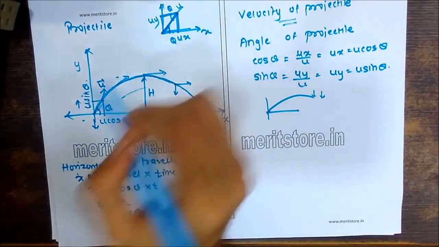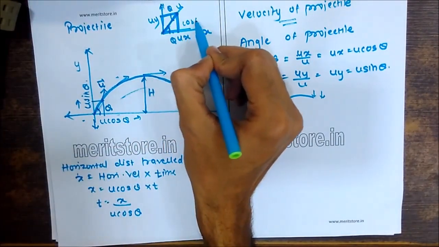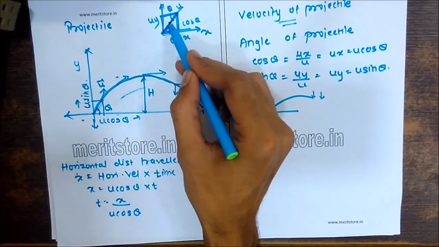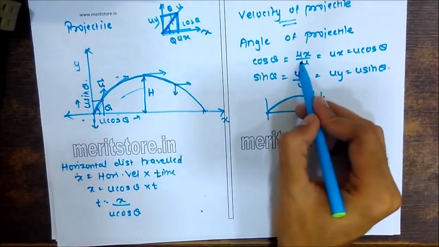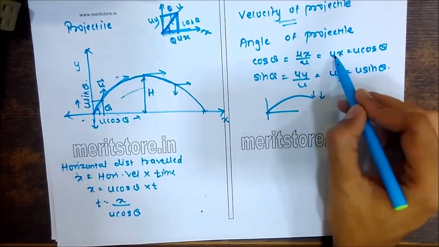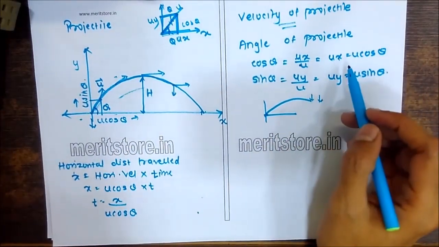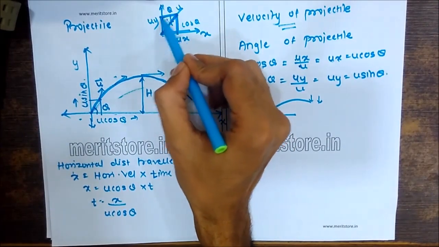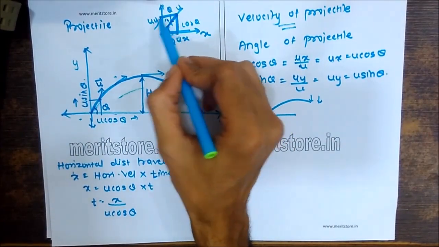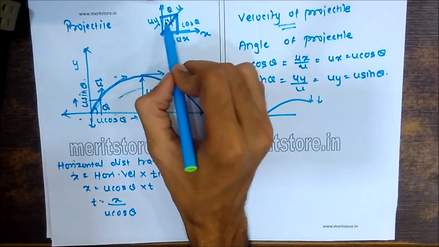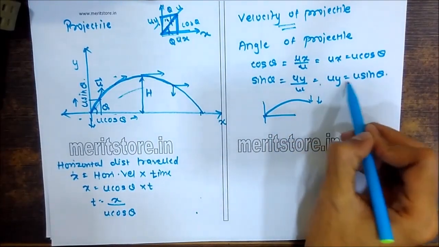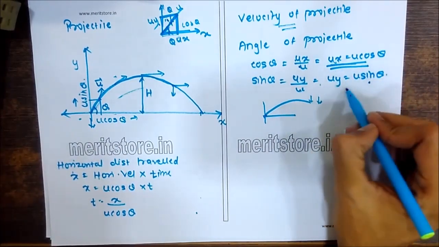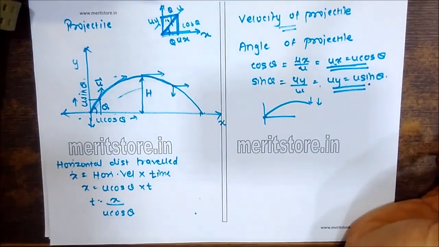So if I consider this theta, I'll take the cos of this theta. Cos theta is adjacent upon hypotenuse, that is ux upon u. So ux becomes u cos theta. I have taken the u on that side. Next, I am taking the sine theta for the y-axis. Sine theta becomes opposite upon hypotenuse. Opposite is uy upon u. So uy becomes u sine theta. I have got two values, the velocity along the x-axis and the velocity along the y-axis.